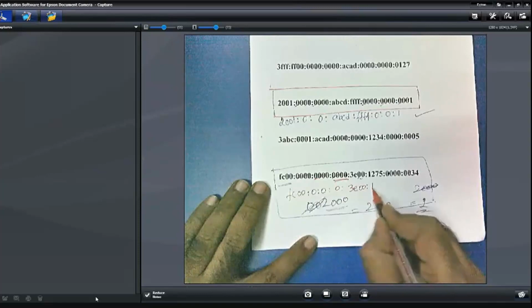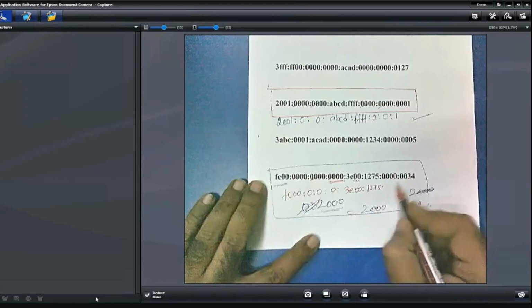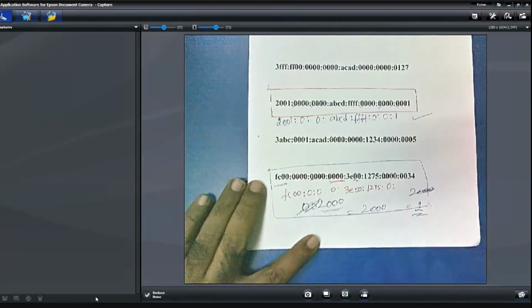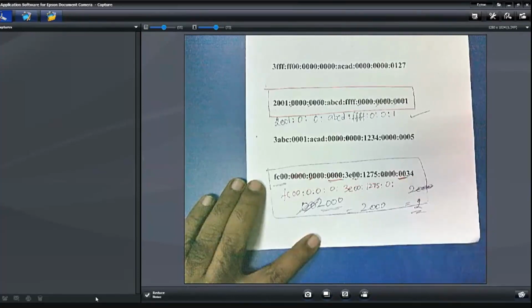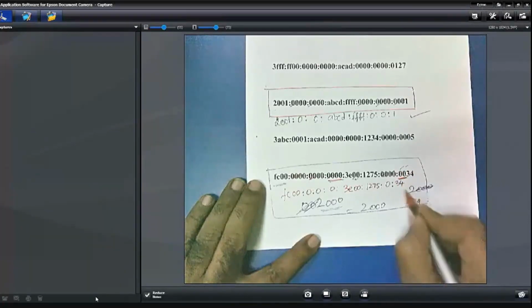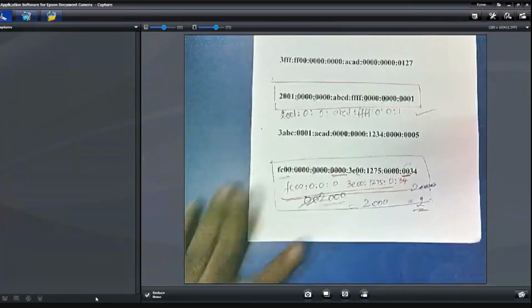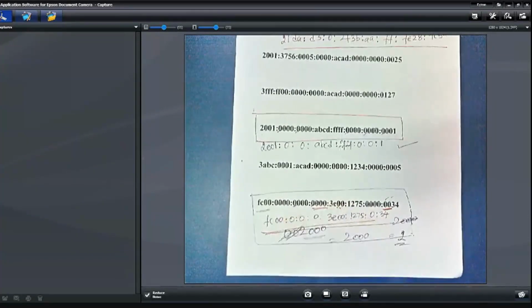Then 1275 you can write as it is. So these 3 zeros you can remove, so 0. Then these 2 zeros we can remove. This is leading zeros, coming in front. So you can remove this. This will become 34. This is the answer. Okay, this is rule number 1. Most of you have given the correct answer.